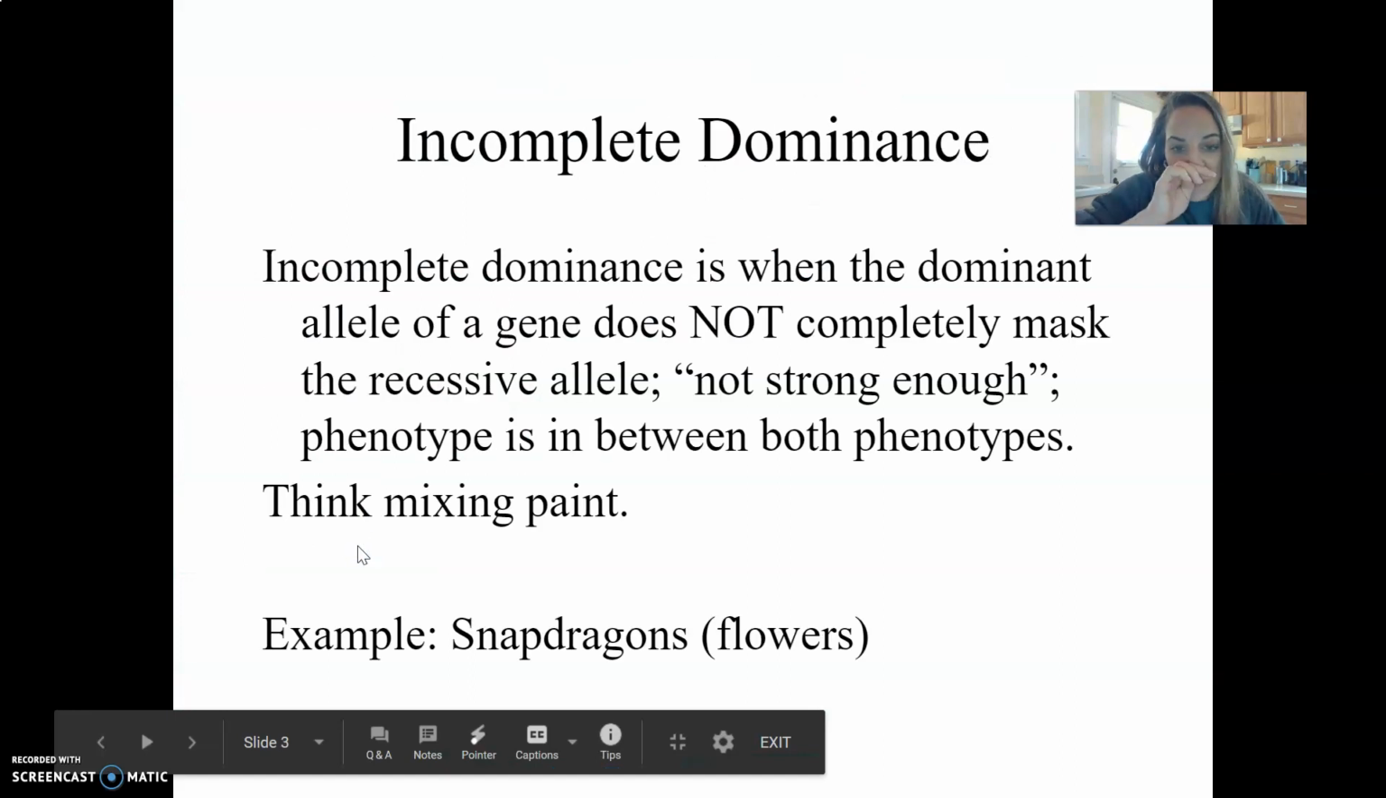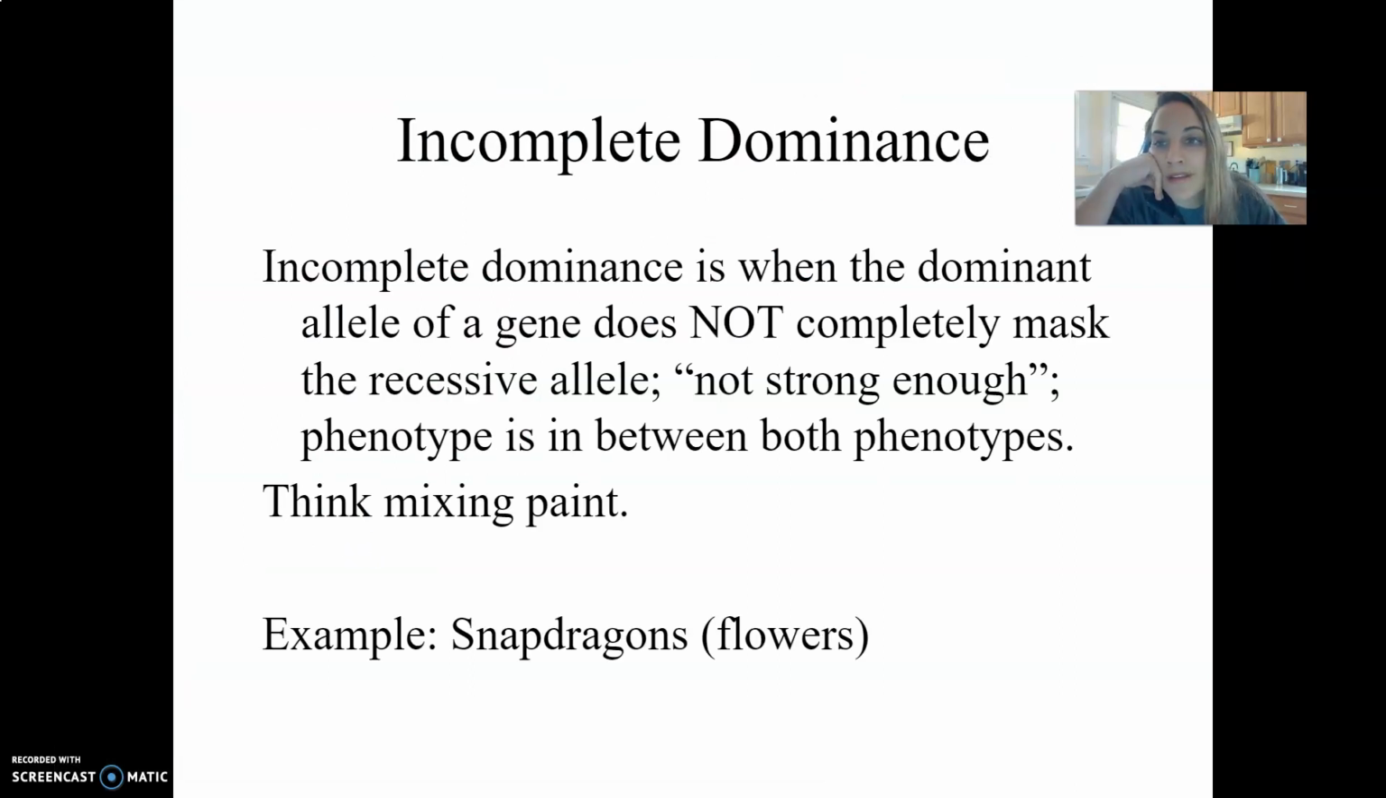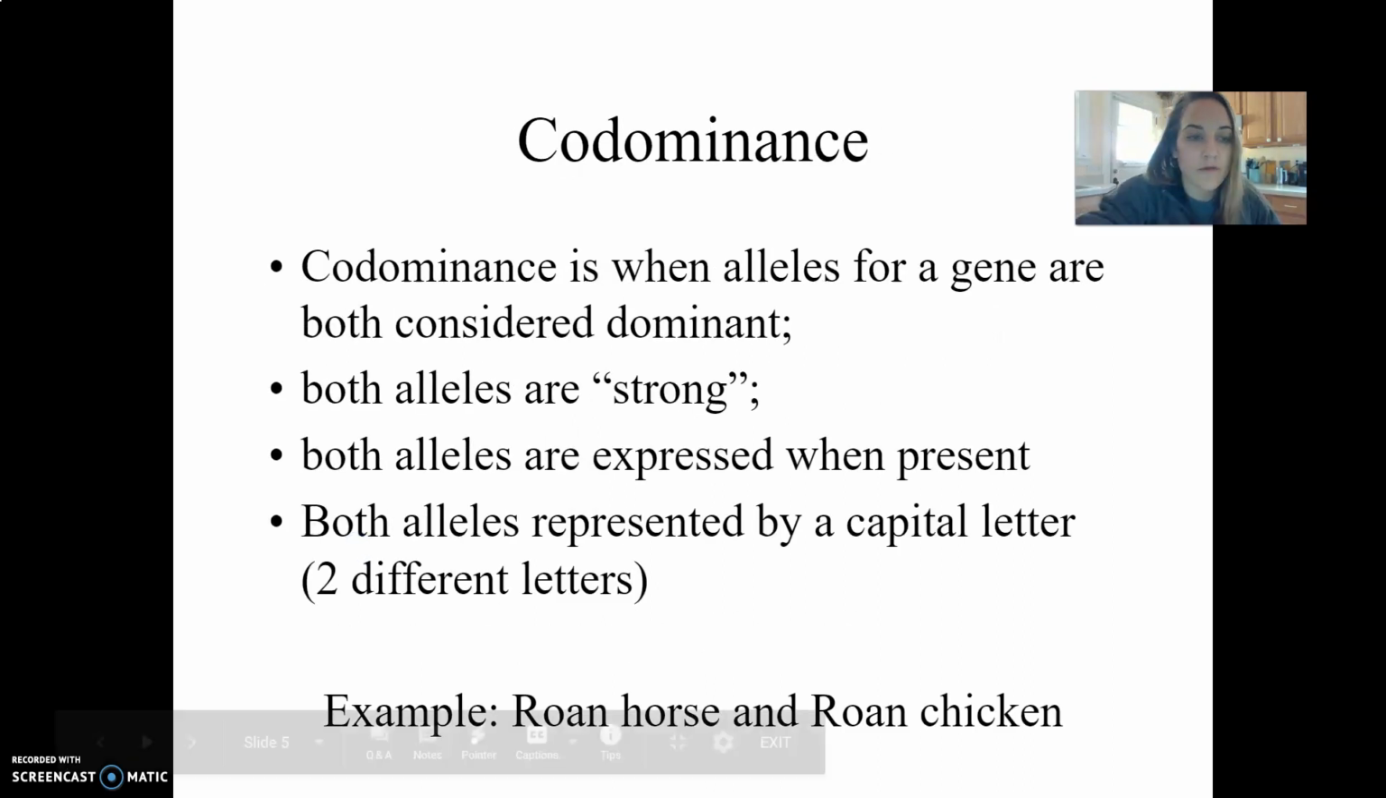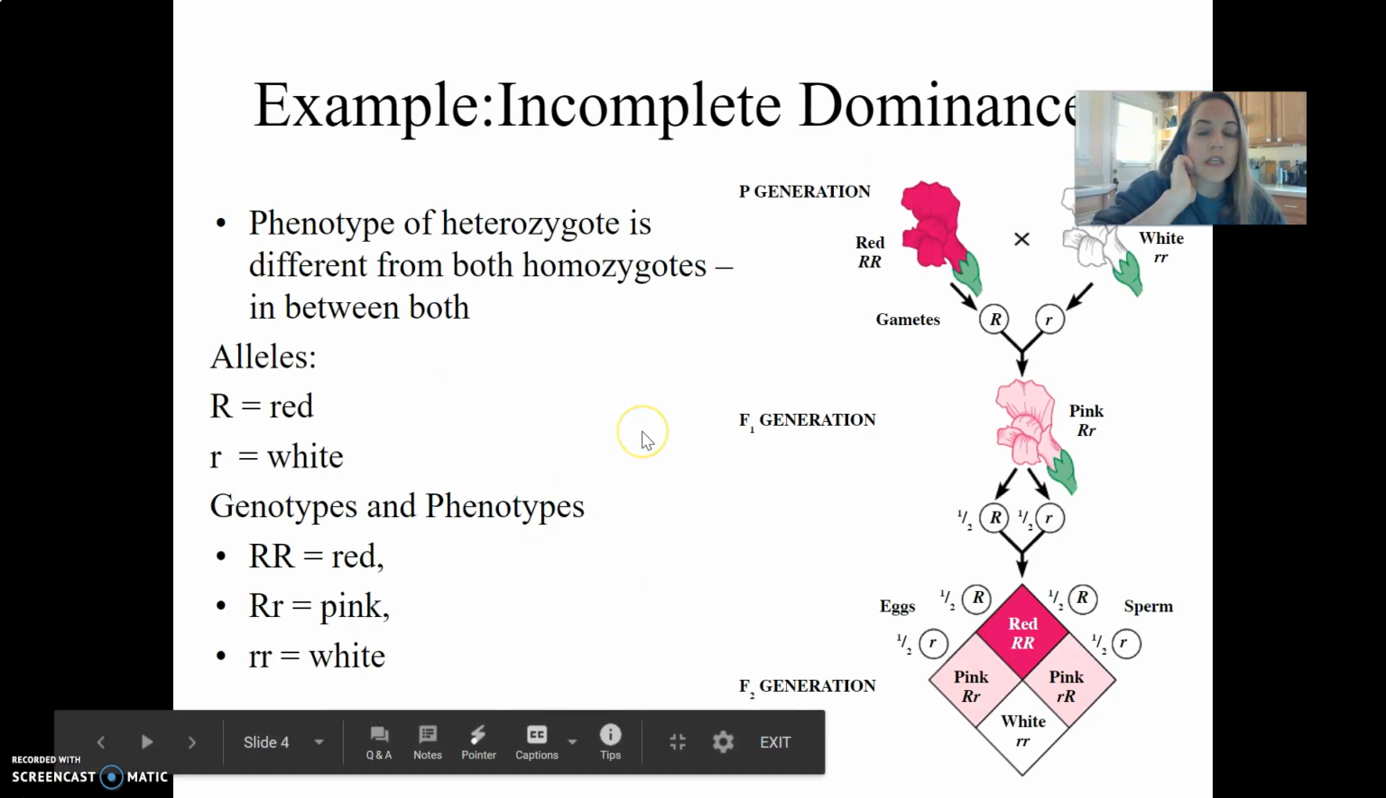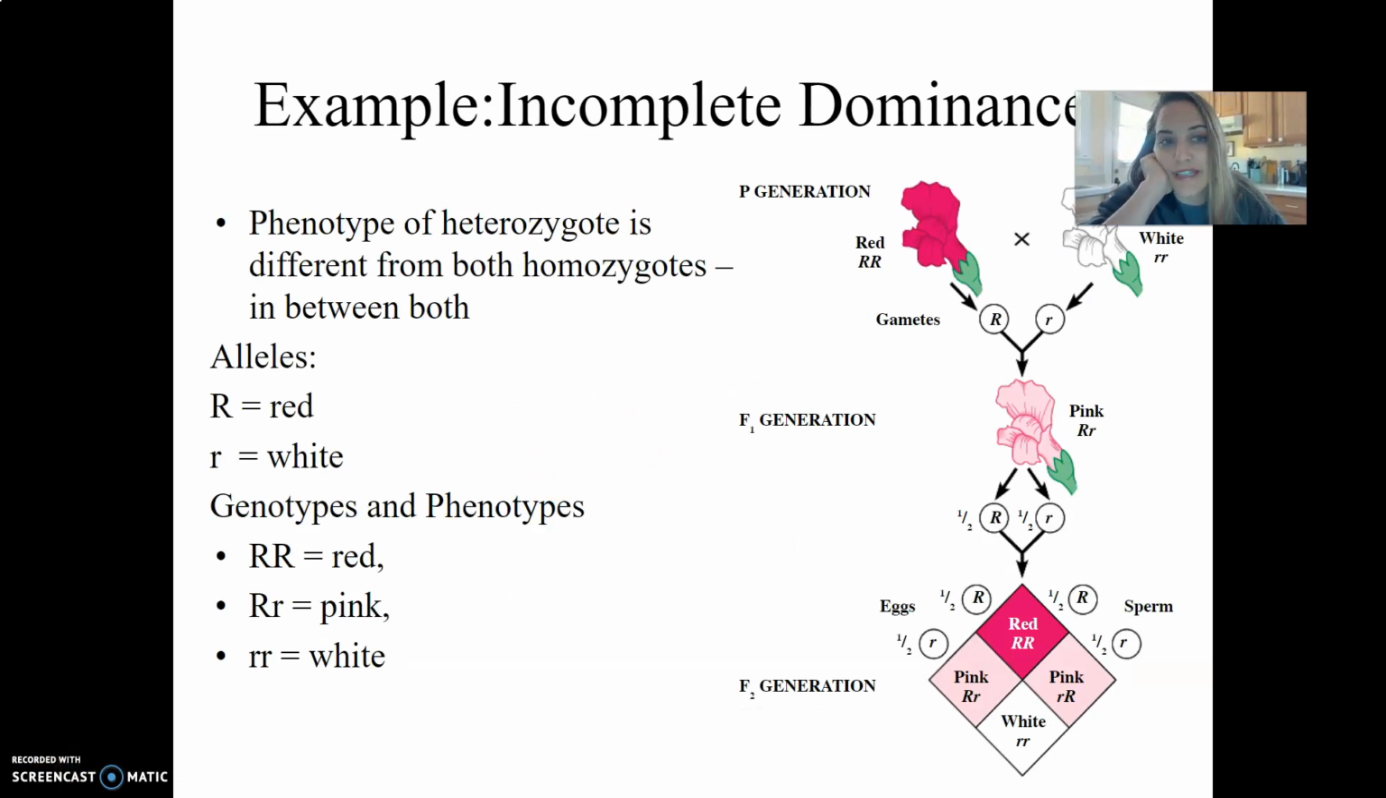Our first exception to the rule is called incomplete dominance, and incomplete dominance refers to a time that a dominant allele actually doesn't completely cover up the recessive. Instead, the two alleles more so blend if it is a heterozygous genotype. And you can think of this sort of like the mixing of paint. A great example of incomplete dominance is the inheritance of color in flowers like snapdragons.